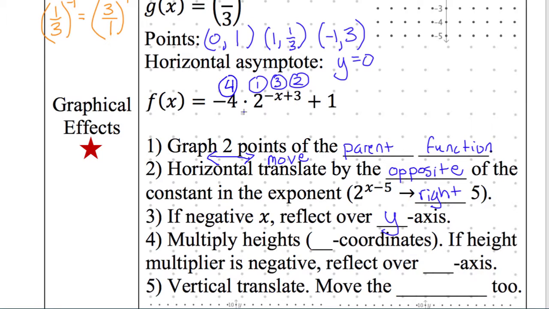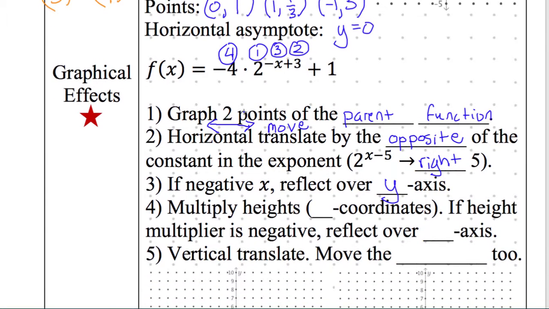So if I had a positive height and I multiply by a negative, I now have a negative height. So, heights. What are heights? Is that the x-coordinate or the y-coordinate? It is the y-coordinate. Everyone write it down. So you're going to multiply the y-coordinates.